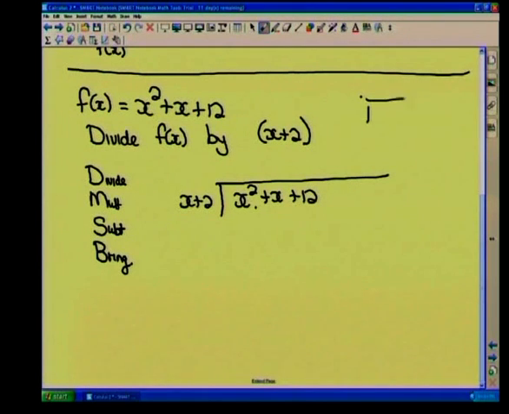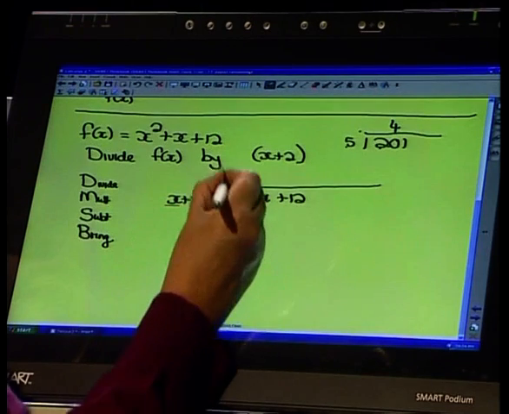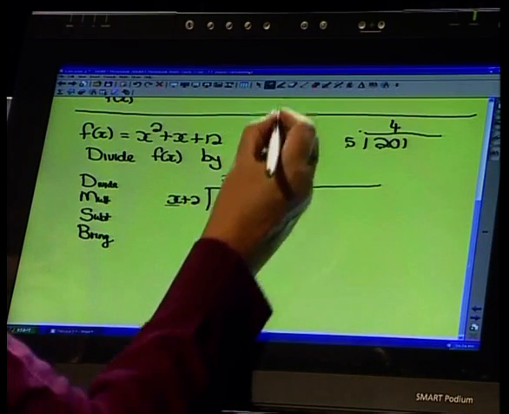Think back to when we used to work with numbers. So say we had 201 divided by 5. You agree with me? We go 5 into 2 doesn't go. 5 into 20 goes 4 times. So that would be the divide step. So the equivalent in the algebra would be to say x divides into x squared x times.